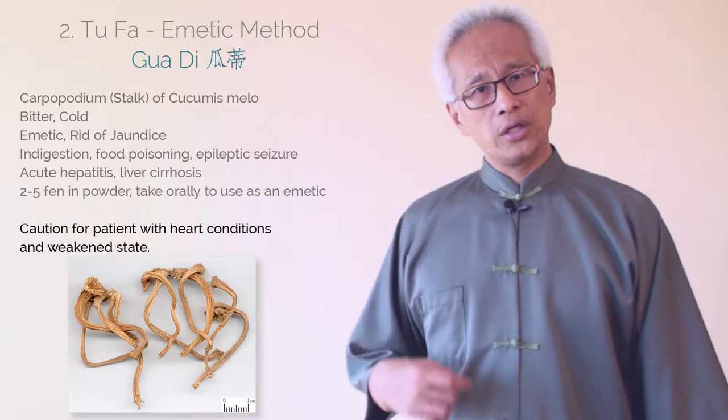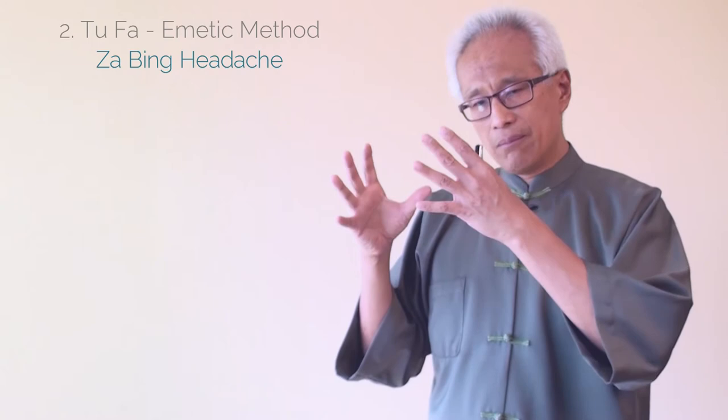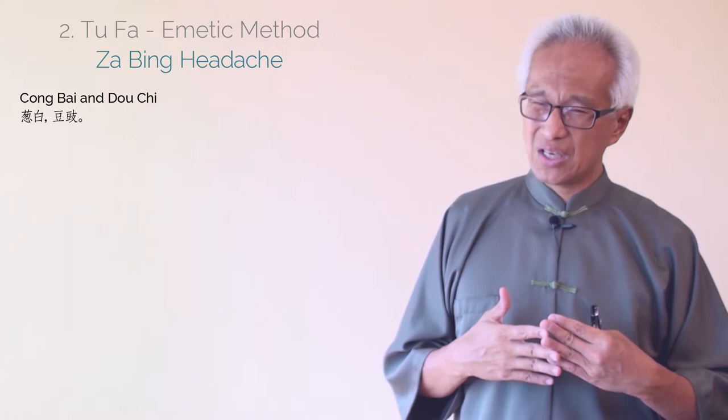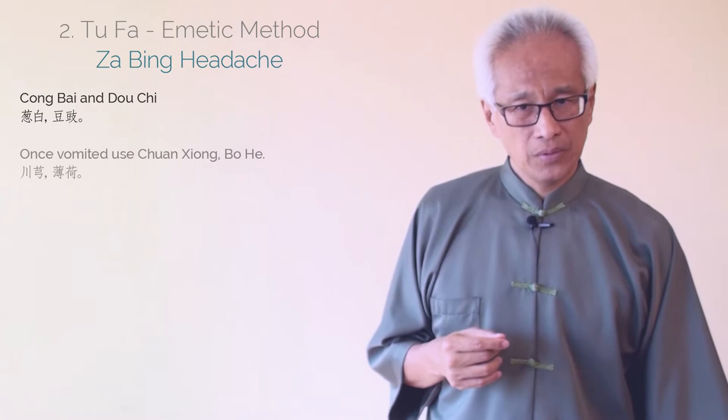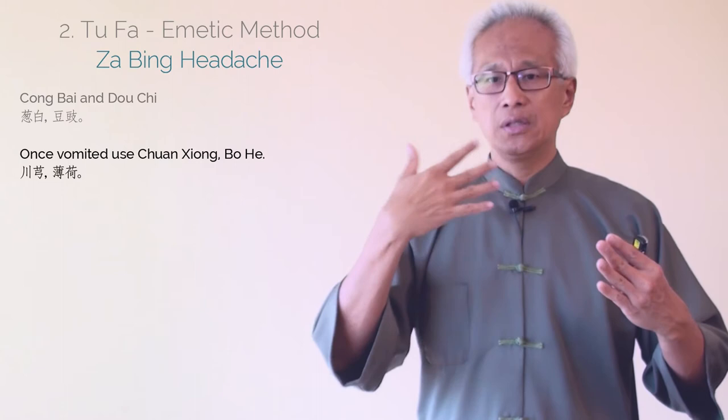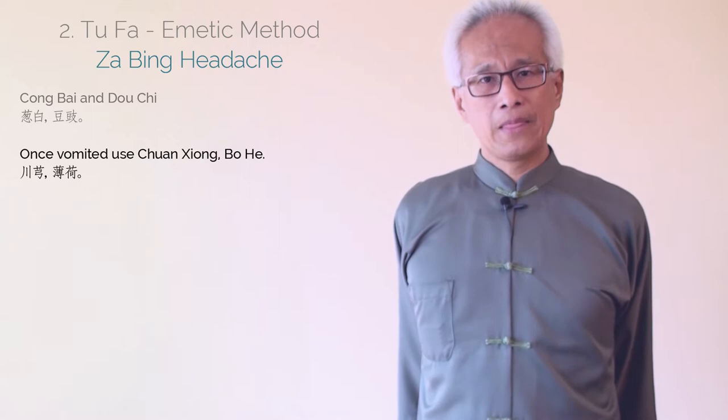Now, we can also use it for miscellaneous headaches. We can combine congbai and douchi together. Congbai is the white part of the green scallion, and douchi is the fermented soybean. Combined together, they don't taste very good, so you would vomit if your condition requires it. And once you vomit, you want to warm a little bit and cool a little bit. That's when you can use a combination of chuanxiong and bohe. All right, so that's the sweating method and the emesis method.